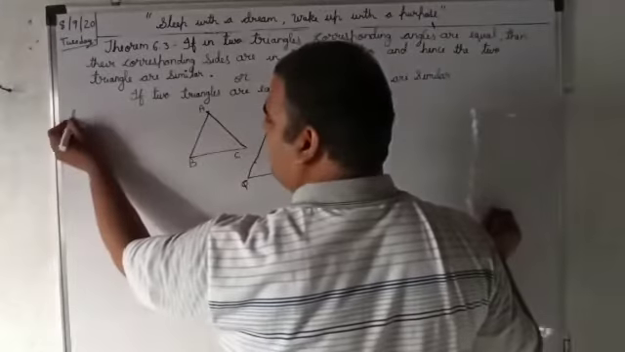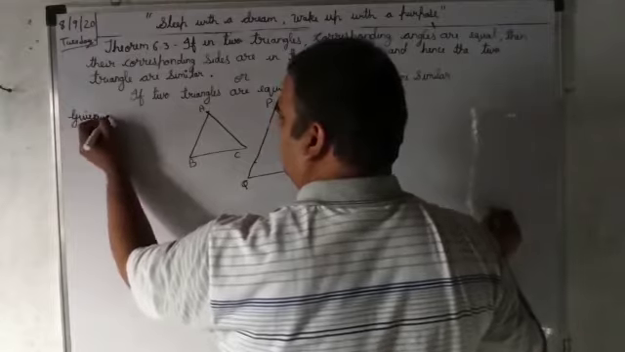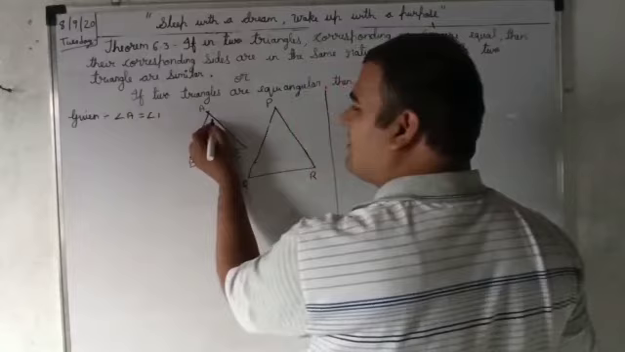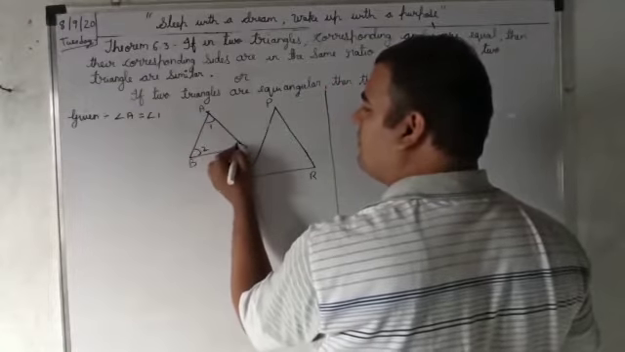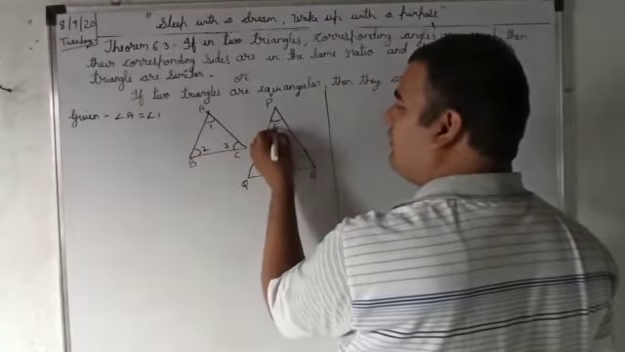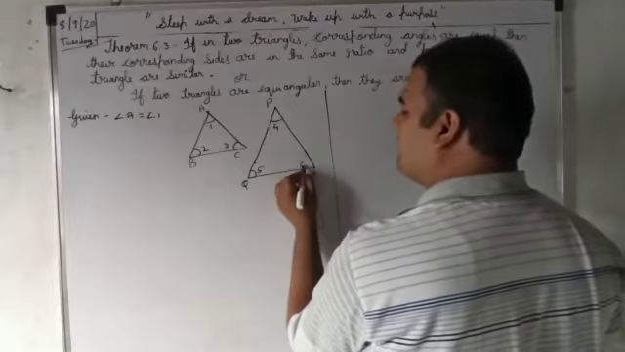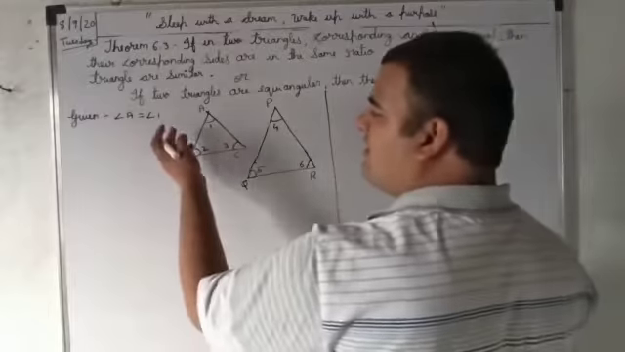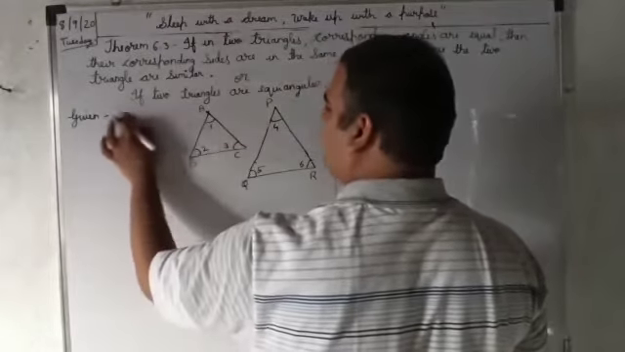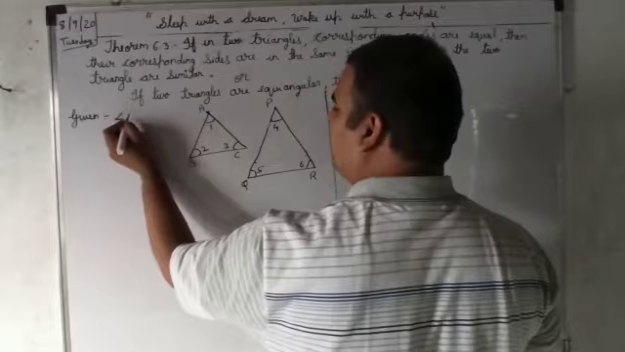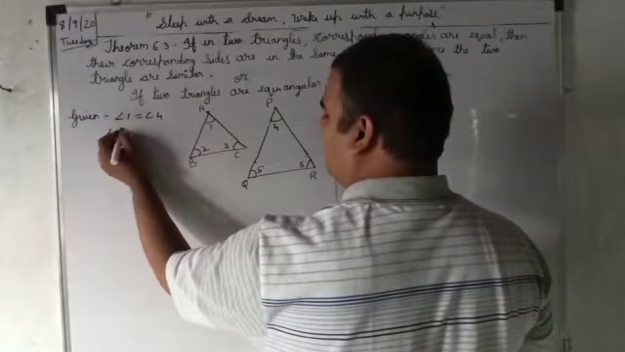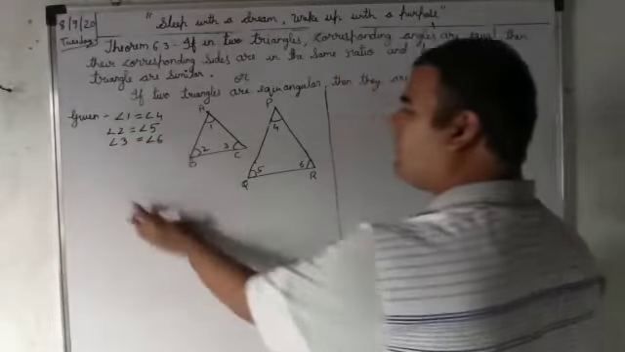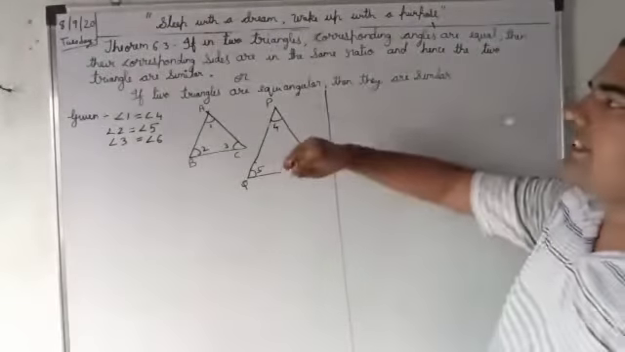So given, angle A equals angle P. We will name these angles 1, 2, 3, 4, 5, 6, that will be convenient. Instead of A, I will write 1 equals 4. Angle 1 equals angle 4, angle 2 equals angle 5, angle 3 equals angle 6. It is given.